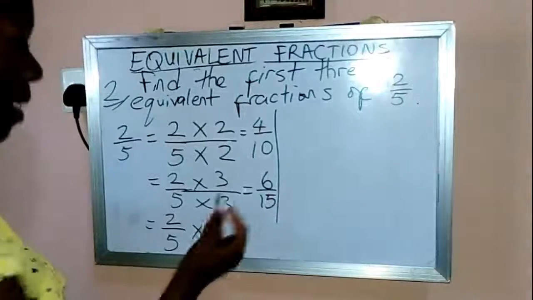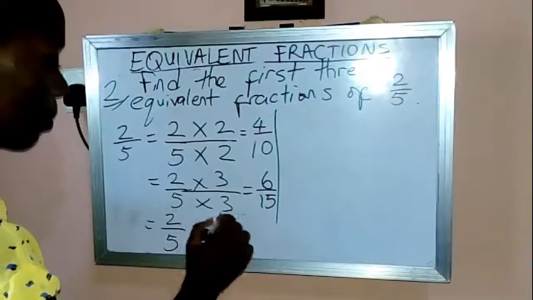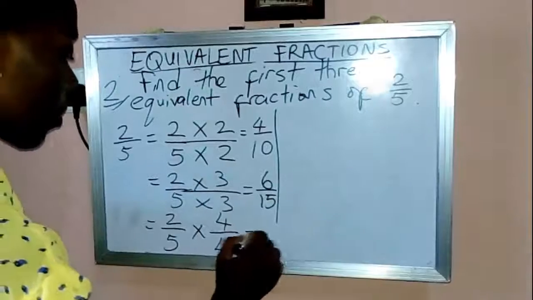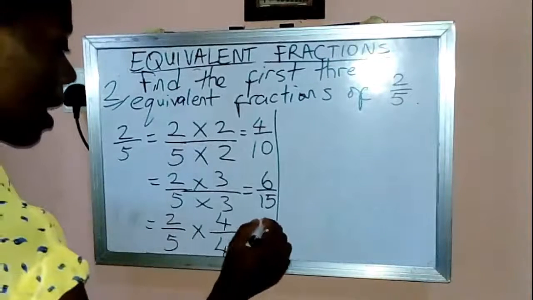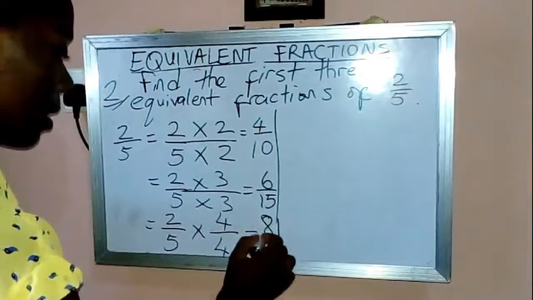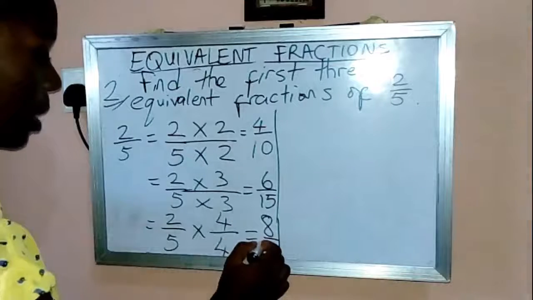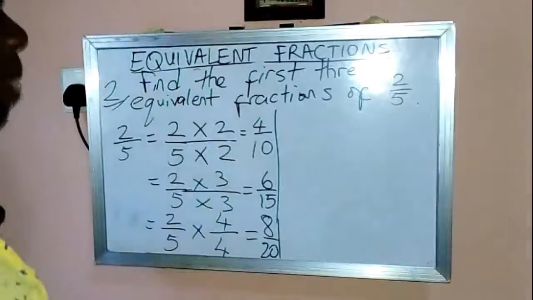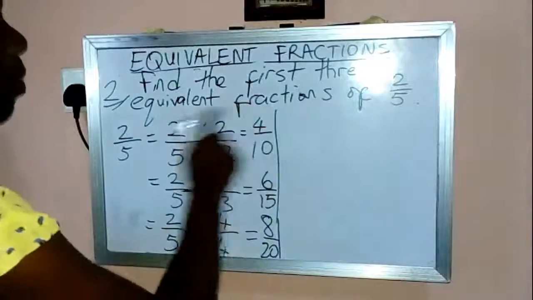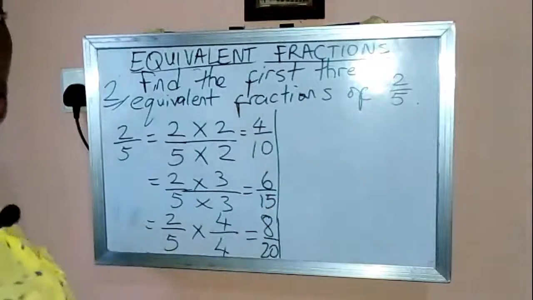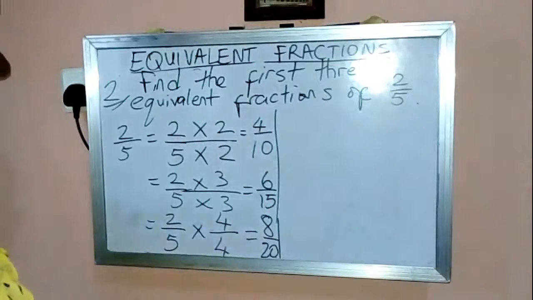We have multiplied by 3. So let's use 4. 4 over 4. 2 times 4 will give me 8. 5 times 4 will give me 20. And my question says find the first 3 equivalent fractions of 2 over 5. I've just succeeded in doing that.